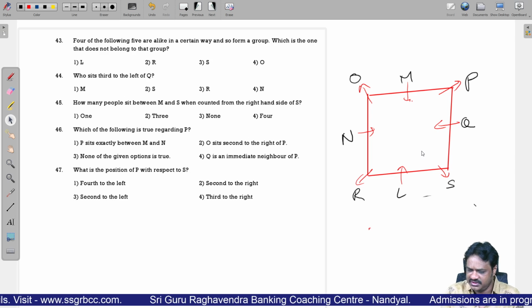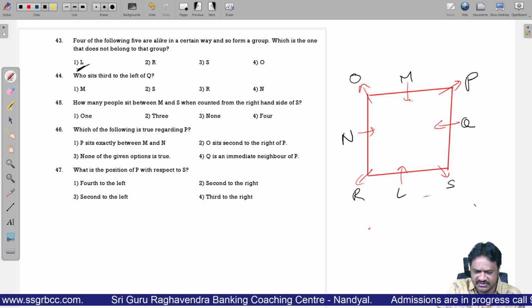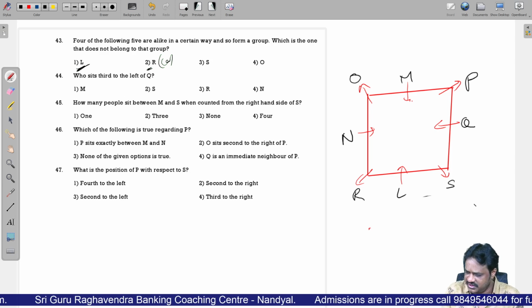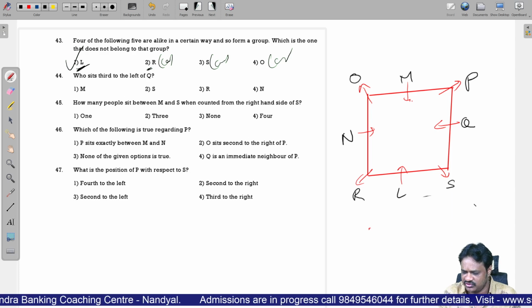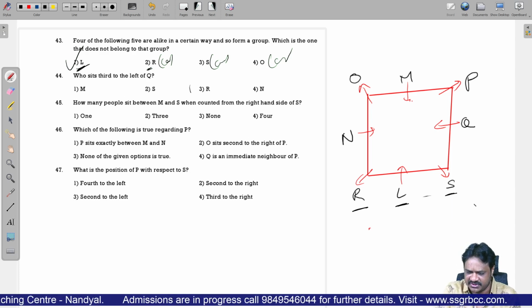L is in the middle. R is in the corner. S is in the corner. O is in the corner. Except L, L is in the middle. Who is third to the left of Q? So first, second, third. The person is R.